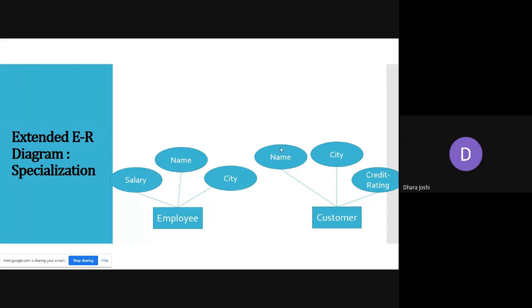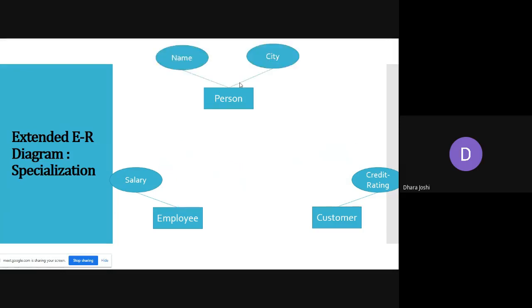One example: here we have employee. Employee can have salary, name, and city. Customer can have name, city, and credit rating. So employee and customer both can be called person, and the common attributes are name and city. Now these can go to this superclass. So person can have name and city. So this is called specialization.